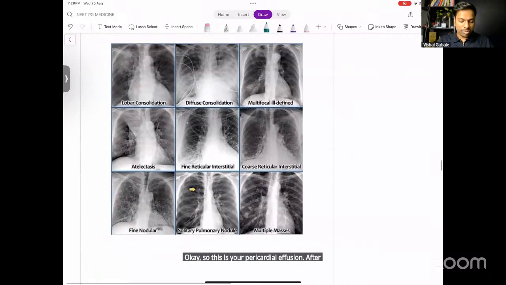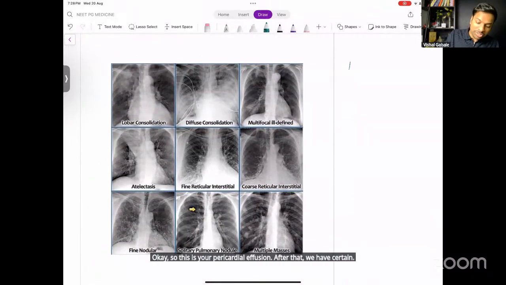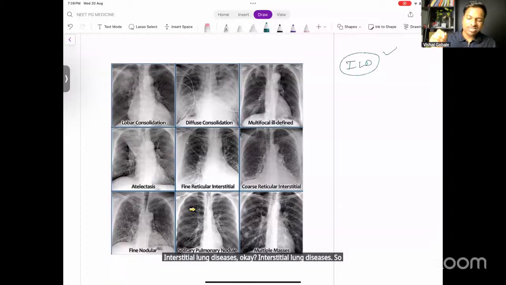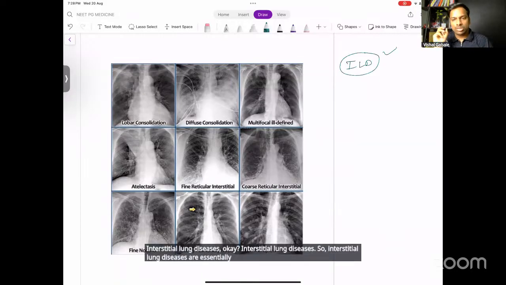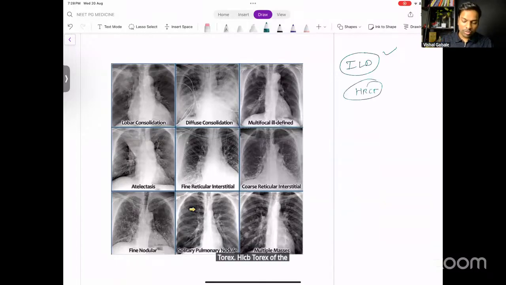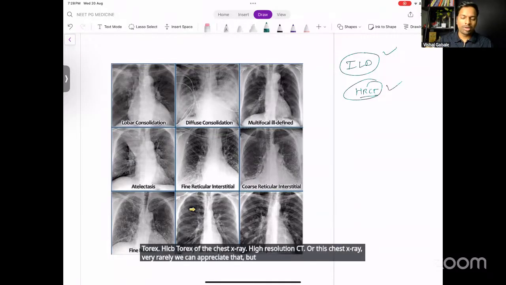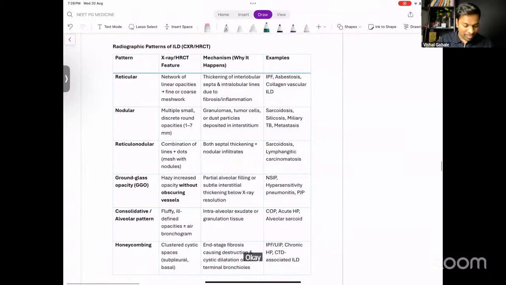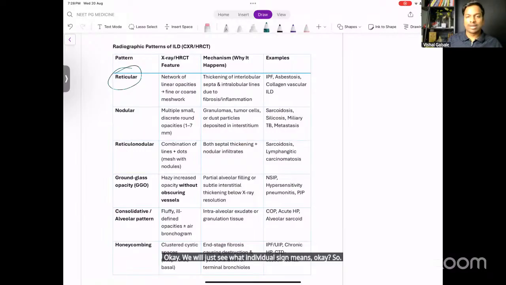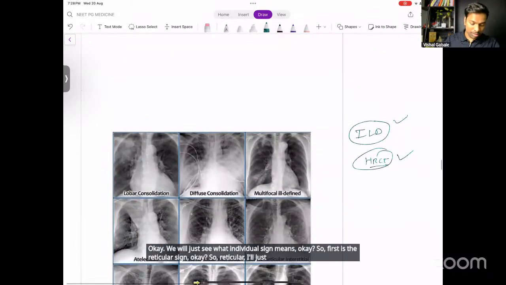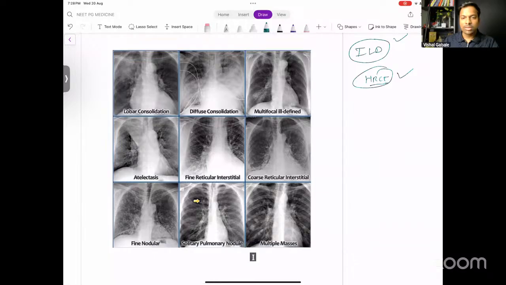After that, we have certain interstitial lung diseases. These findings are seen essentially on the HRCT thorax, high resolution CT, or the chest X-ray. Very rarely we can appreciate them on X-ray, but moreover they are appreciated on the HRCT. So I have added them over here. We will see what each individual sign means. First is the reticular sign. I'll show you what reticular means. One second.